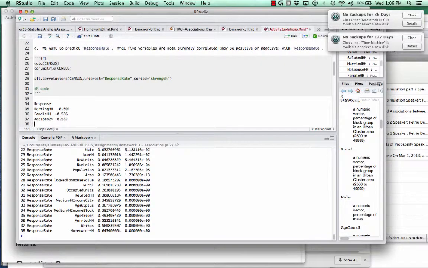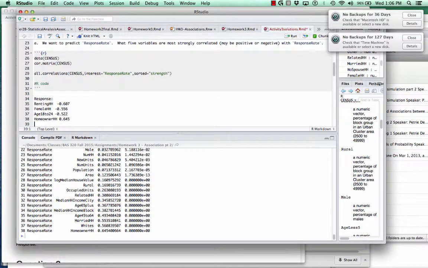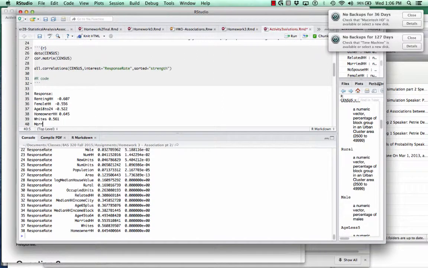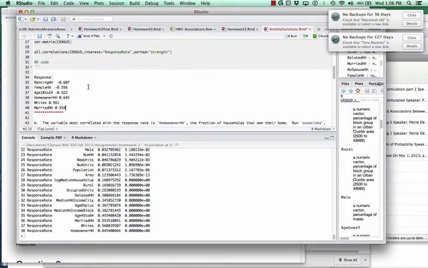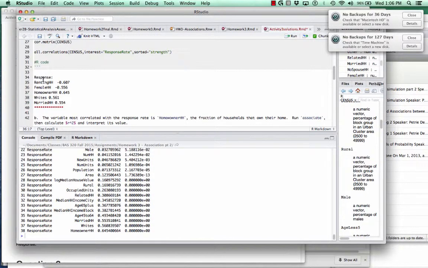And then we have homeowner, HH, with a correlation of 0.645. We have whites with a correlation of 0.561. And we have married, HH, with a correlation of 0.554. So, okay, the farther from 0, the stronger the relationship. So it looks like the weakest of the 6, since I only want 5, is this variable right here. So I'm going to delete this one.